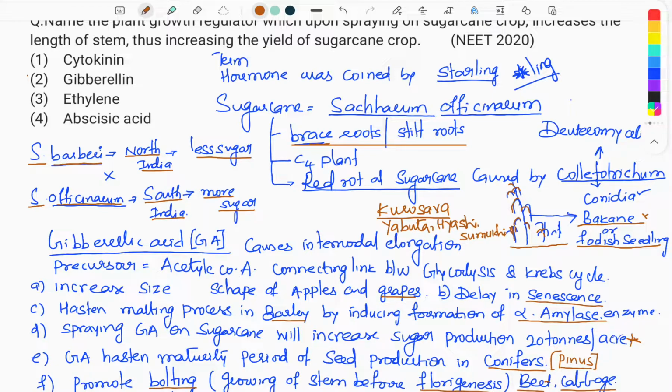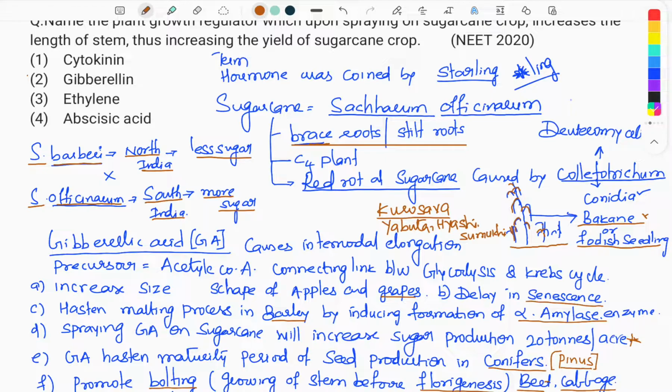Gibberellic acid, basically it's an acid. It is extracted from the fungus Gibberella fujikuroi, a Deuteromycetes fungus. Later it was found that such a substance is present in the majority of plants, and the major function of gibberellic acid is internodal elongation. It causes internodal elongation. That is the main function of gibberellic acid.